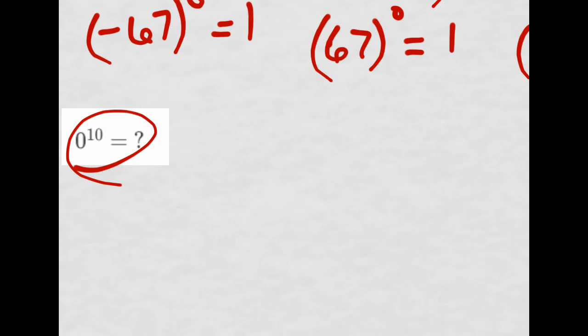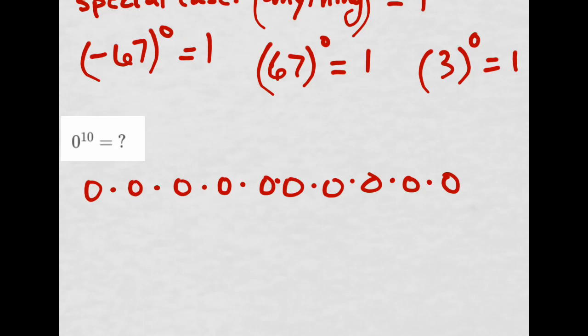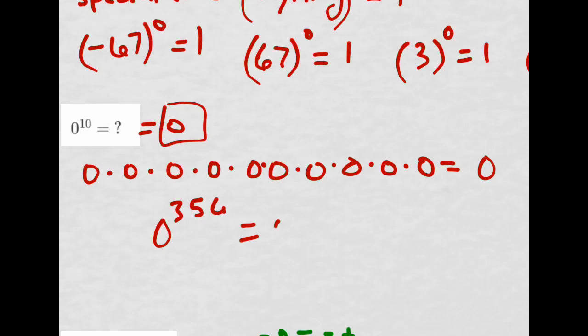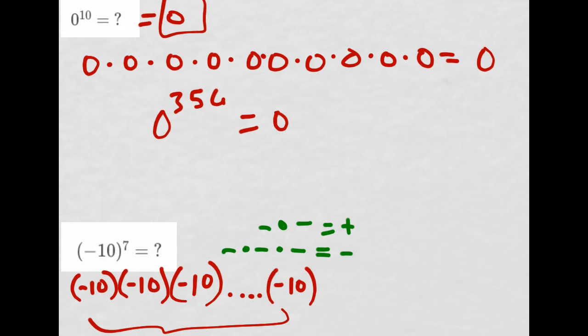This is also a special, well, actually, no, this is not really a special case. What does this mean? This means 0 times 0 times 0, that means 0 times itself 10 times, right? Well, 0 all the way down, that's still 0. So this equals 0. So that's not really a special case. It's just easy to do. 0 to the 356, that's still 0. So that's how you do that.